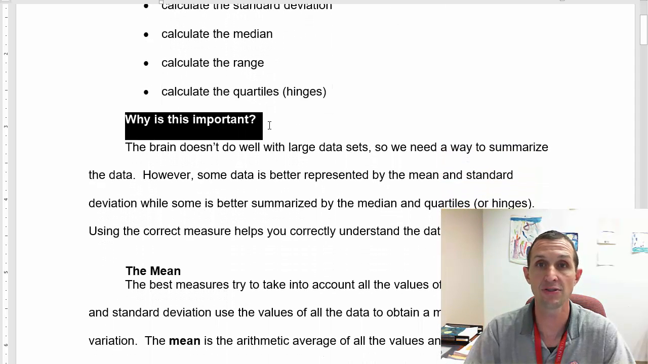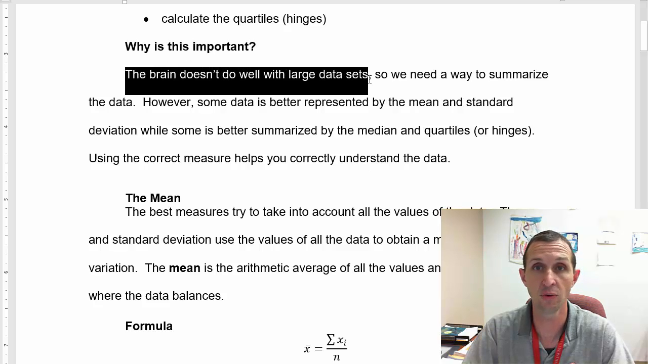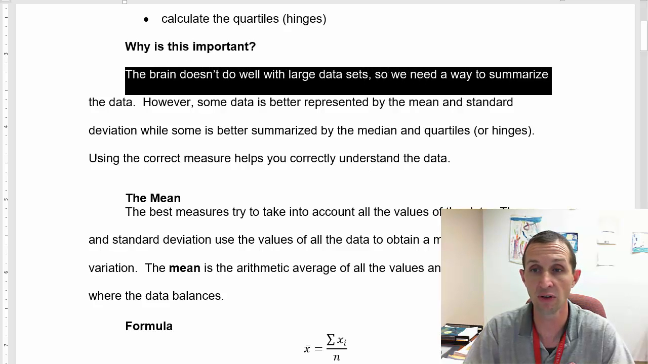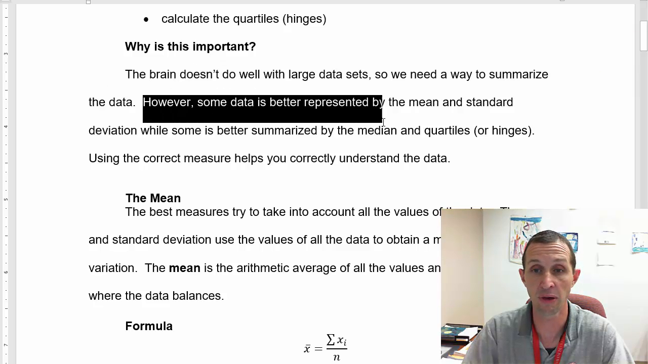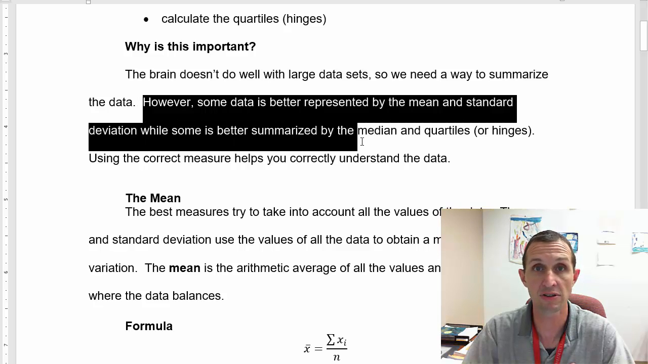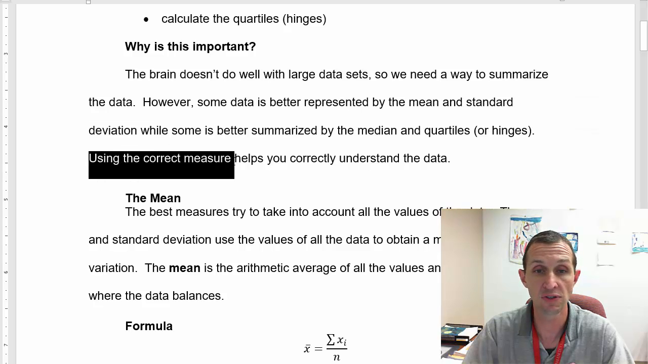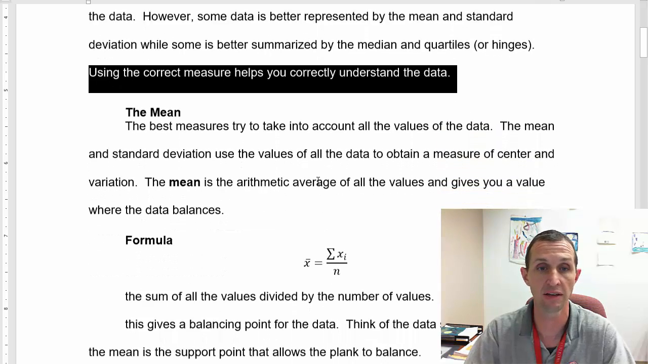And so, why is this really important? Again, the brain just doesn't do well with large data sets, right? So we need a way to summarize the data. However, some data is better represented by the mean and standard deviation, while some is better summarized by the median and quartiles, right? And so using the correct measure helps you to correctly understand the data and not be misled, right? So this is a common theme in our statistics section, is not being misled.